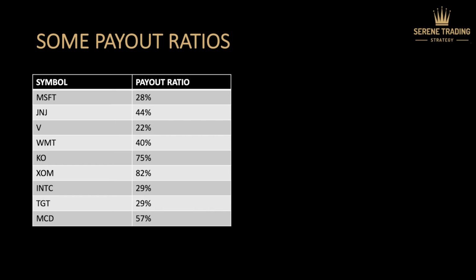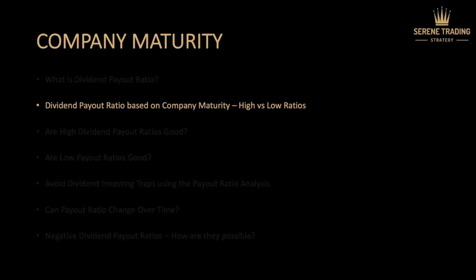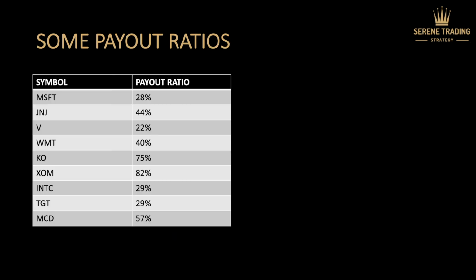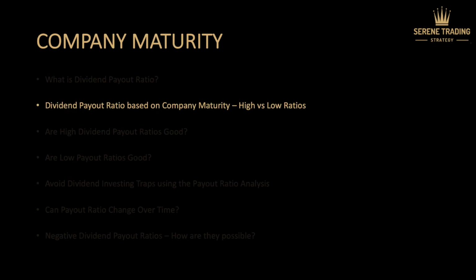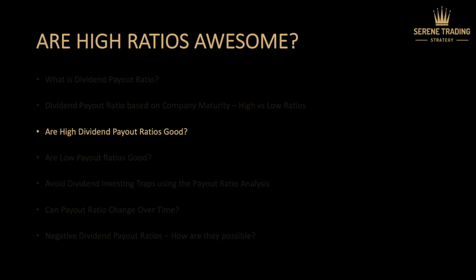So here we looked at how the dividend ratios should be based on the sector of the company, based on the maturity of the company, and then we also looked at about 8 to 10 examples where I justified why these companies have a very healthy dividend payout ratio, although the payout ratio varies from the low 20s to the high 80s, right? And how is it justified? So let's go ahead and understand, are high dividend ratios really good?